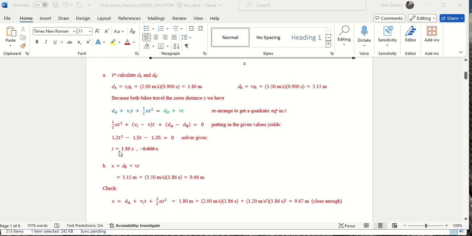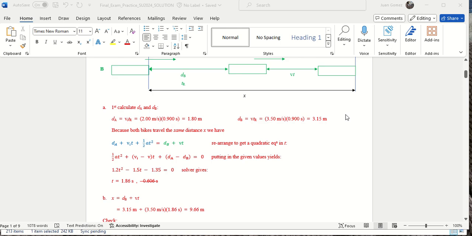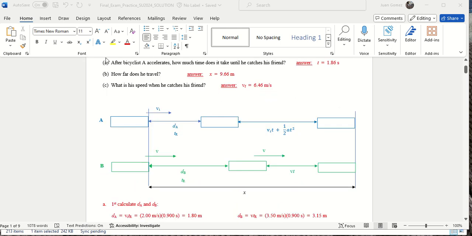You're going to get two roots for T. In this case, 1.86 seconds and a negative 0.606 seconds. Well, we can't have a negative time, so you get rid of that. Now remember, that's our goal. Now that we know T, let's look at part B of the question.